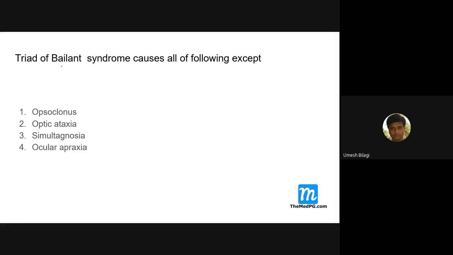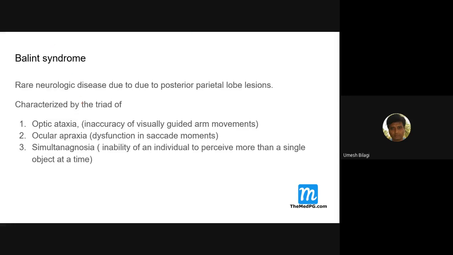Triad of Balint syndrome. What is Balint syndrome? Causes all of the following except. This is actually from the last class. I did not touch this, so I put it to the last. Balint syndrome is a rare neurological disease due to posterior parietal lobe involvement, and it causes optic ataxia, ocular apraxia, simultanagnosia. Optic ataxia means inaccuracy of visually guided eye movements. Apraxia means a defect in saccadic movements.